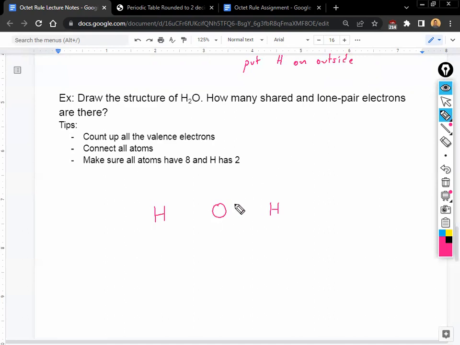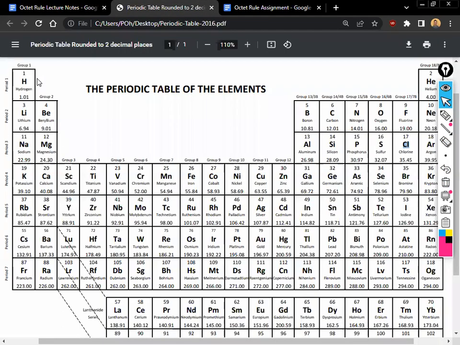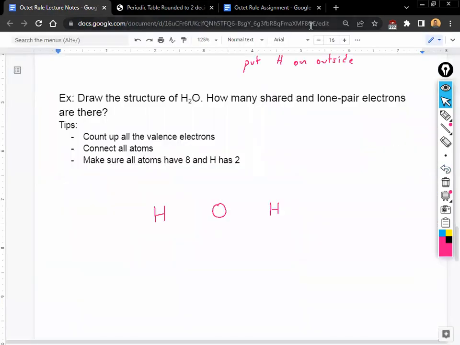Okay, which means that oxygen probably has to go on the inside. Okay, let's count the valence electrons. So if we go to the periodic table and we look at hydrogen, how many valence electrons does hydrogen have? Yeah, it has 1. It's the first box, right? So hydrogen has 1. And if we look at oxygen, how many valence electrons does oxygen have? 6. So that means we can count them up.